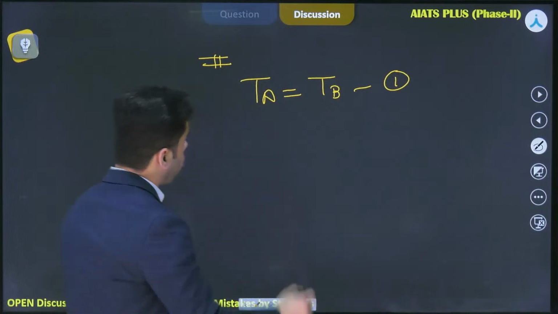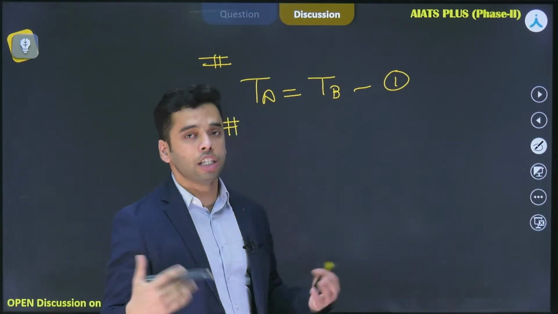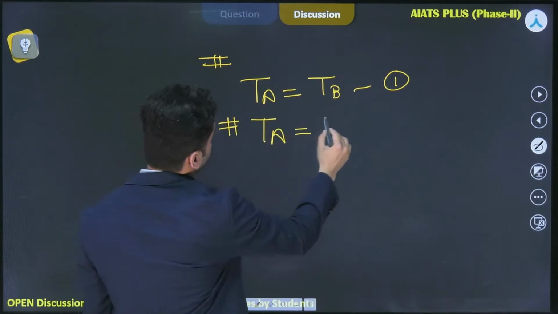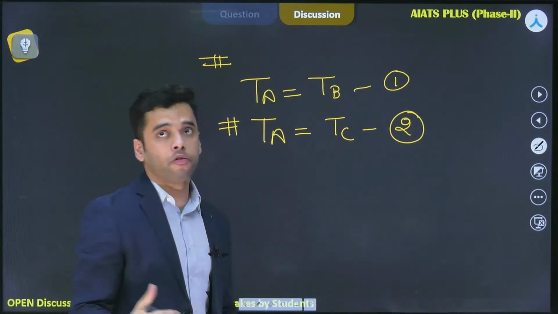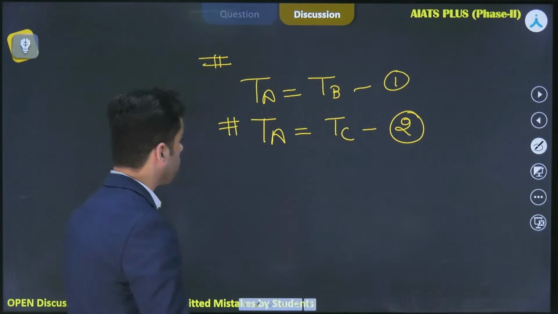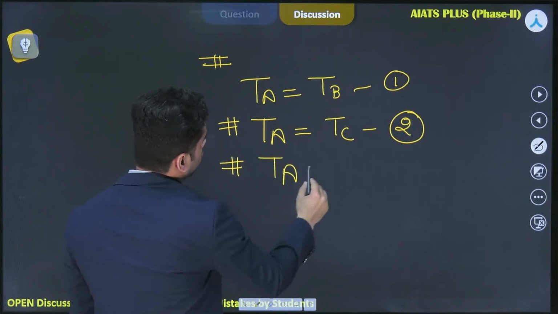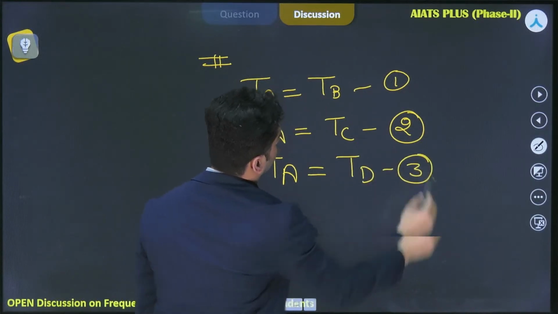Now, body A is in thermal equilibrium with body C also, which means that TA should be equal to TC. Let's talk about, again, body A is in thermal equilibrium with body D also. So TA should also be equal to TD. This is my equation 3.